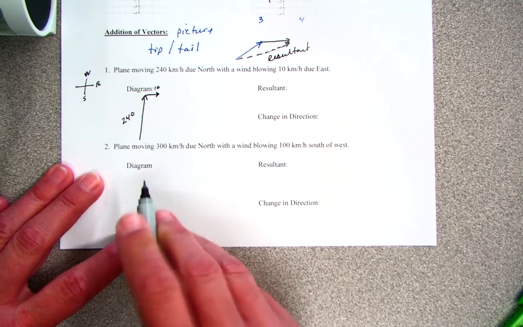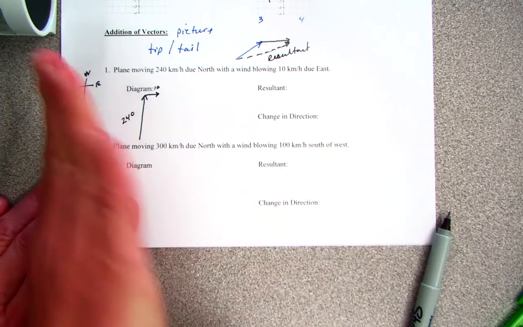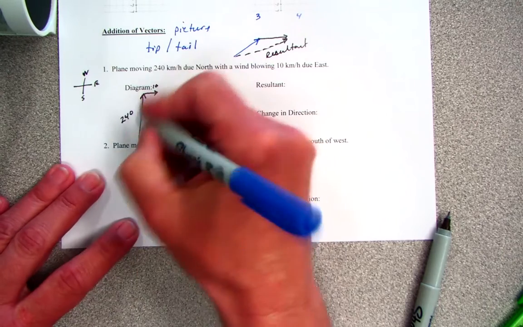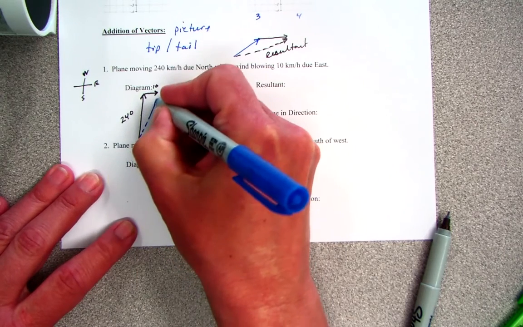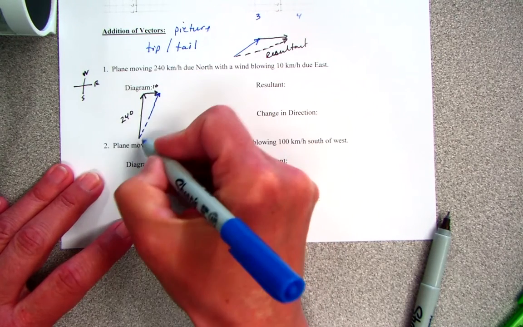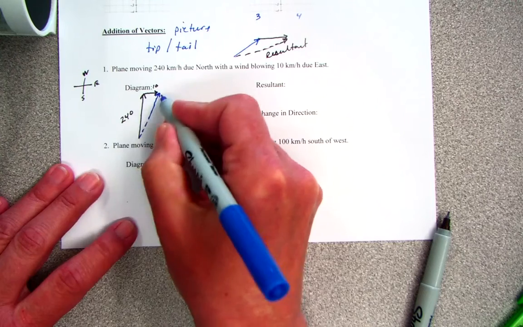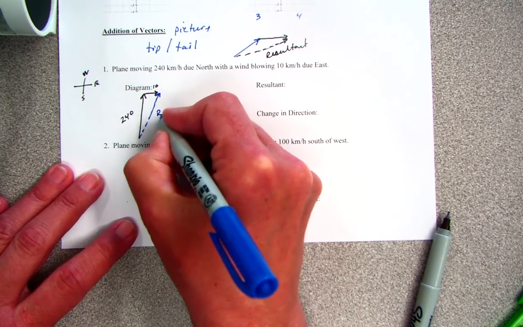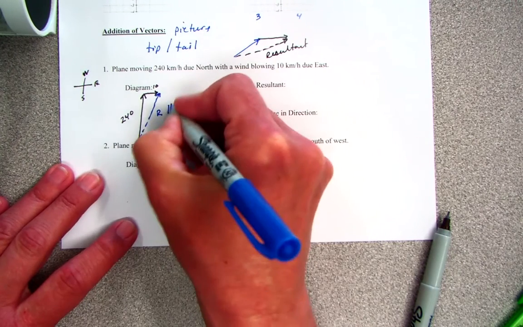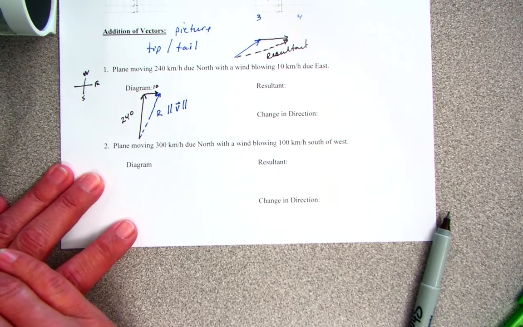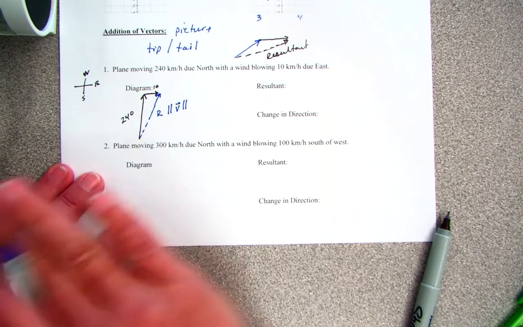So if I was headed due north and something was pushing me as I was flying, hopefully you would agree it would move me off course. And this would be my resultant. Notice that the resultant is connecting the two ends. And you can tell, hopefully, that this resultant is the hypotenuse, so it's going to be longer. That wind was pushing me and forced me to increase.